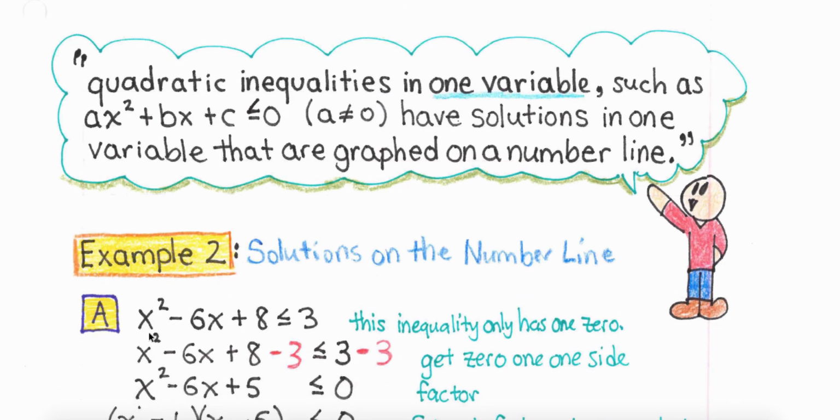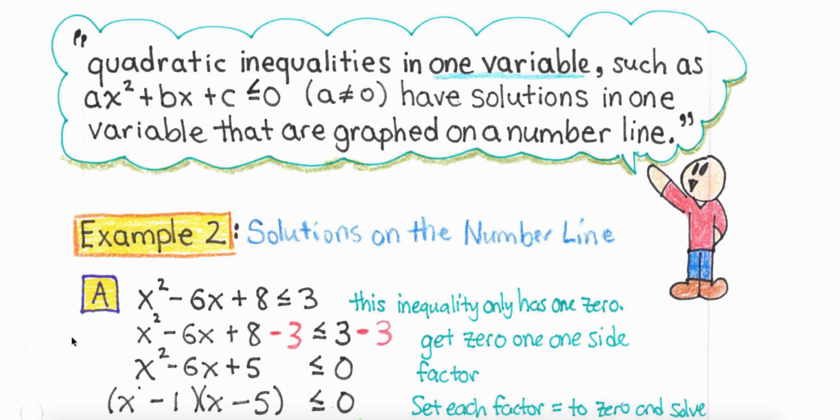What if you're solving a quadratic inequality in one variable, such as ax squared plus bx plus c less than or equal to 0, with an extra condition: a cannot be 0. Simply because if it were 0, you'd have a linear equation. You wouldn't have a quadratic anymore.